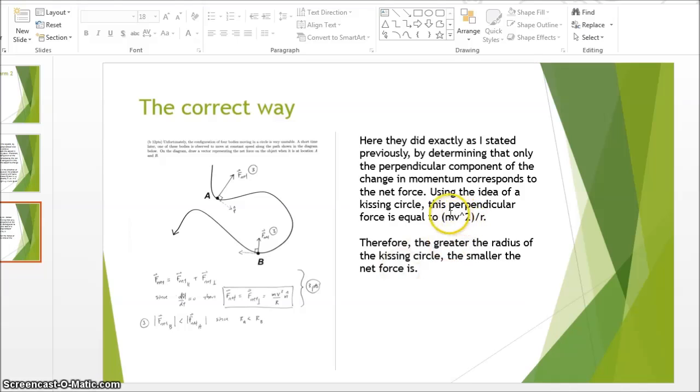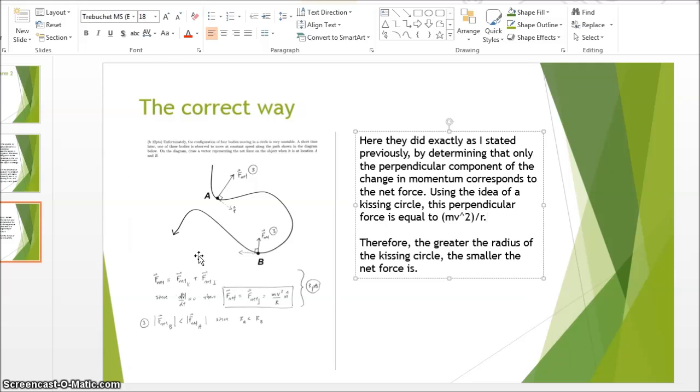And so we can see in this equation that r affects the force. The greater the r, the smaller the force is going to be. We can see in A here that r is going to be pretty small because the kissing circle is only going to be composed of this area here. So therefore the net force is going to be rather large. Whereas in B we have this whole giant kissing circle, so the radius is pretty big, so the net force is going to be relatively small. That's why the two net forces for A and B are written that way.